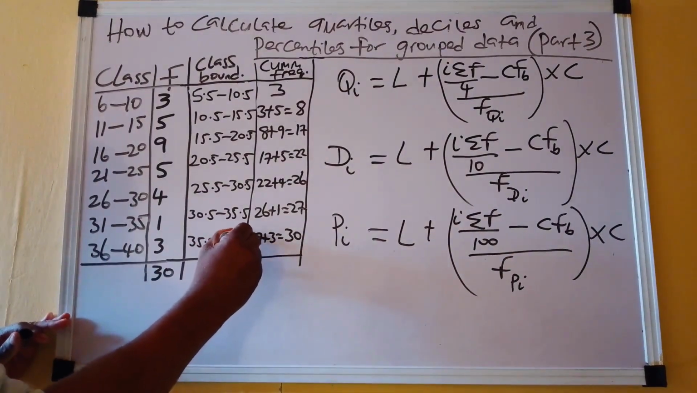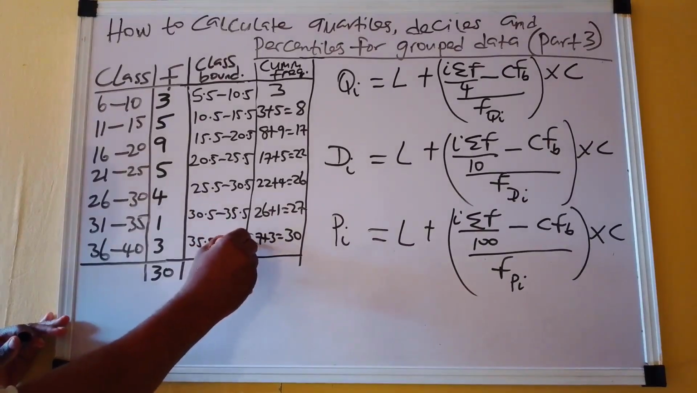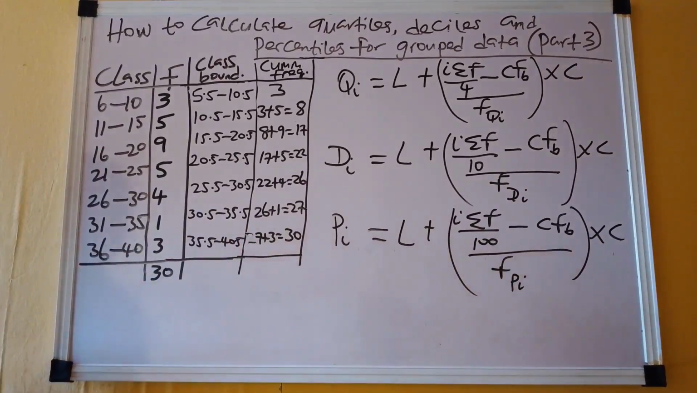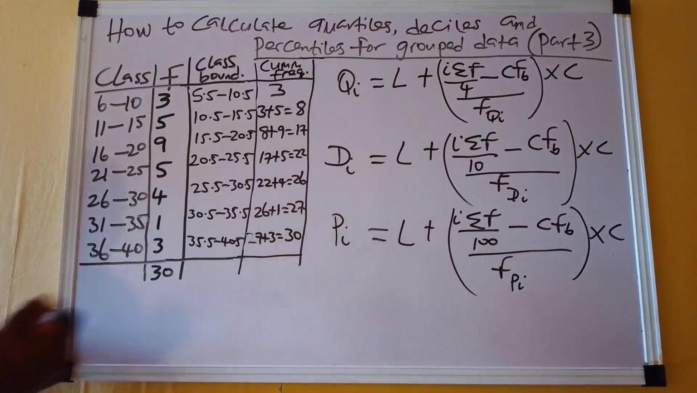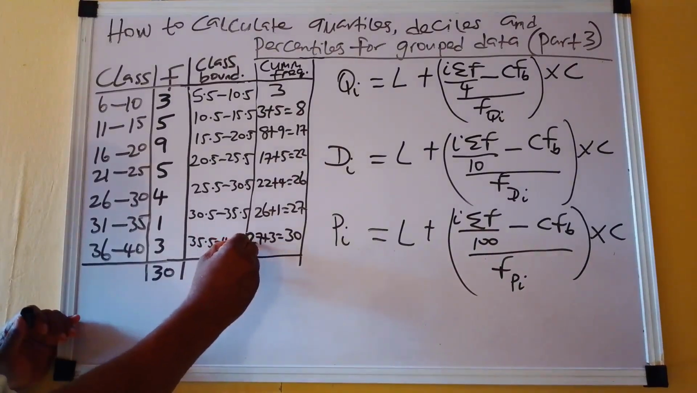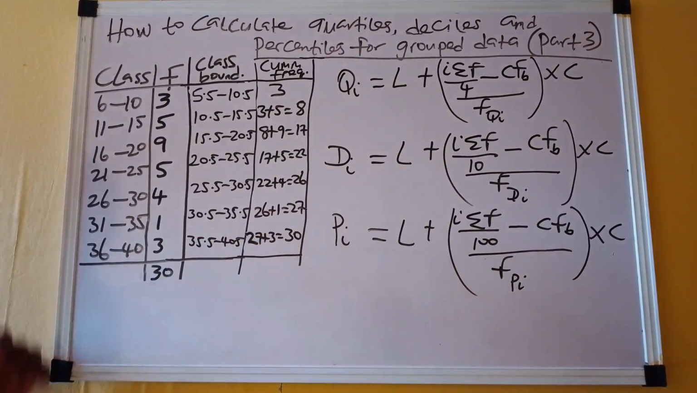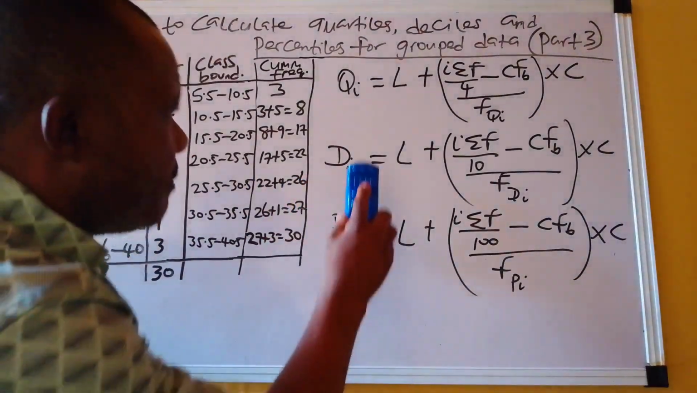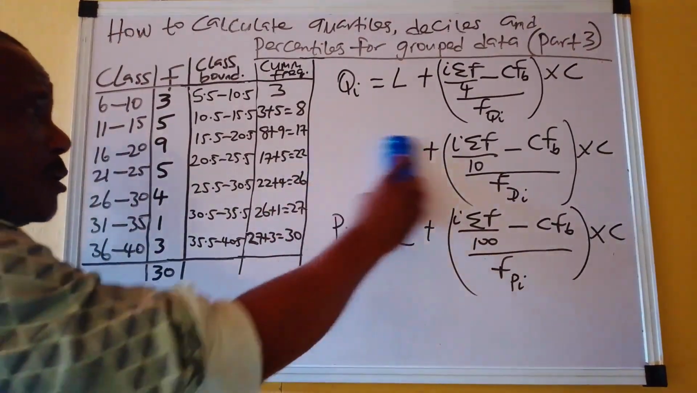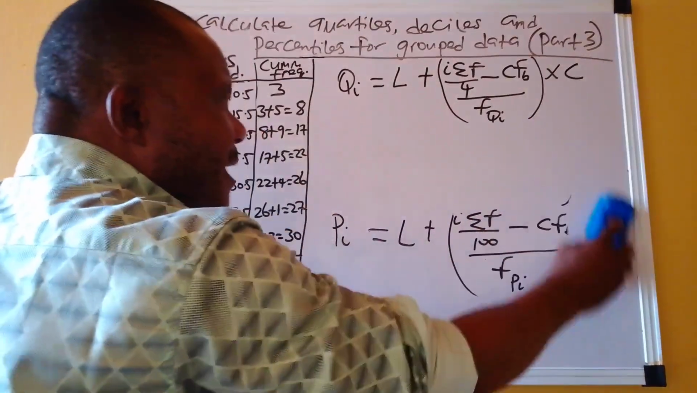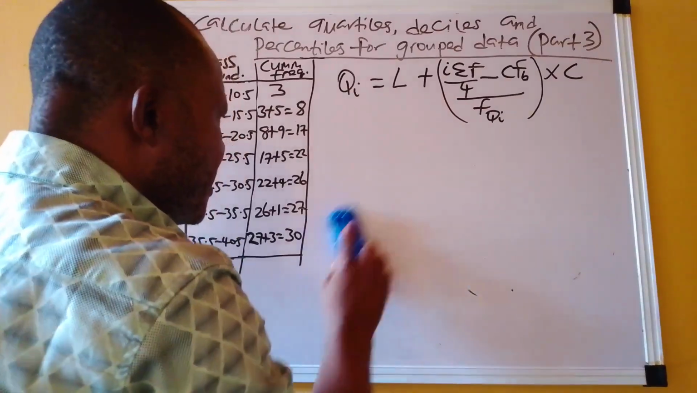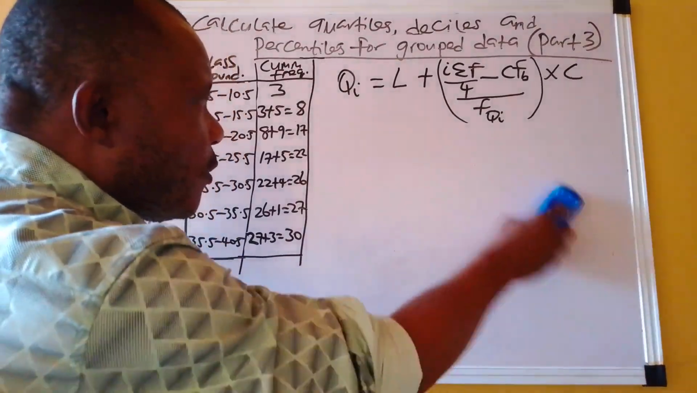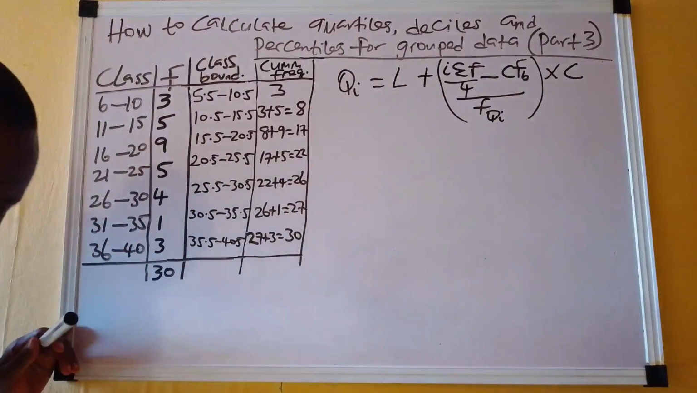That is why we are having it divided by 100. So it will interest you to know that now we are going to see how we can calculate our quartiles first. We have the 3 quartiles: the first quartile, the second quartile, and the third quartile. So we'll start by first of all calculating the first quartile.